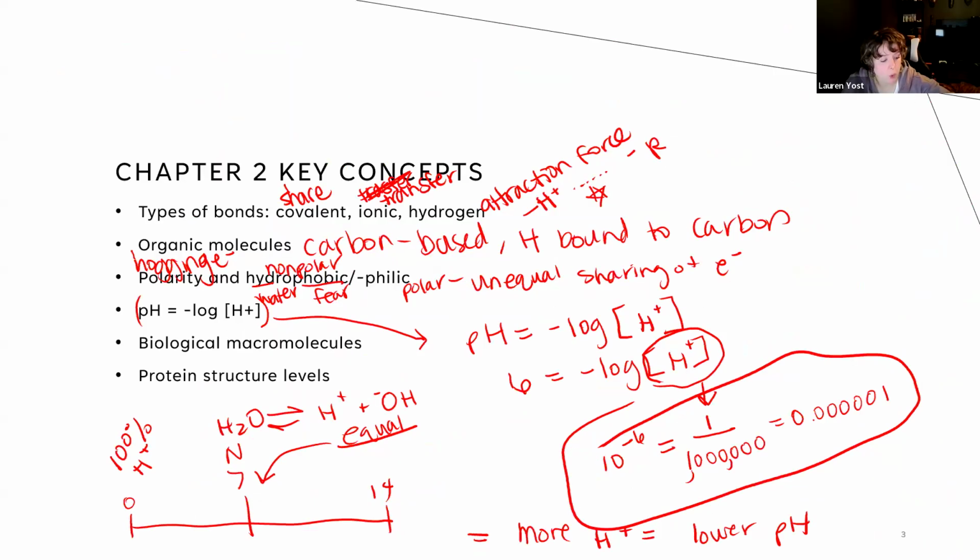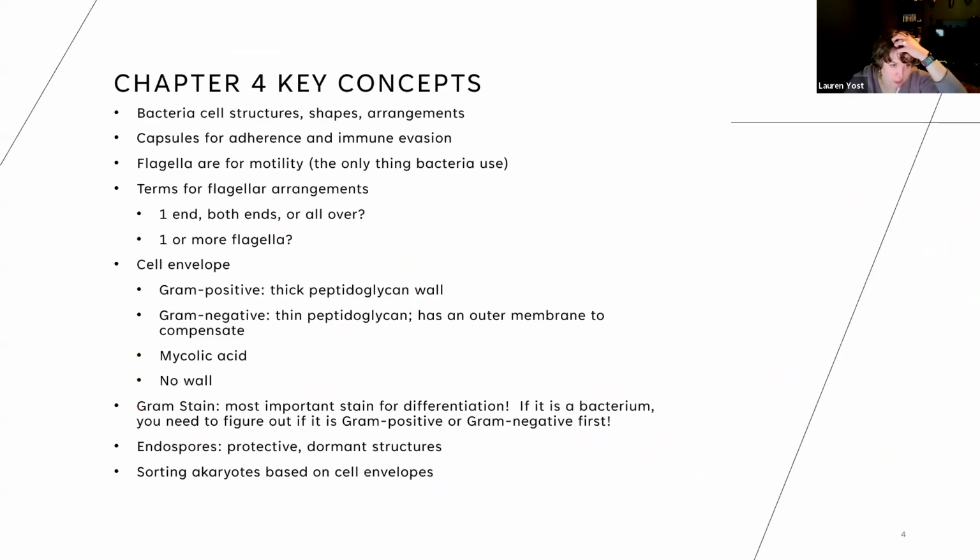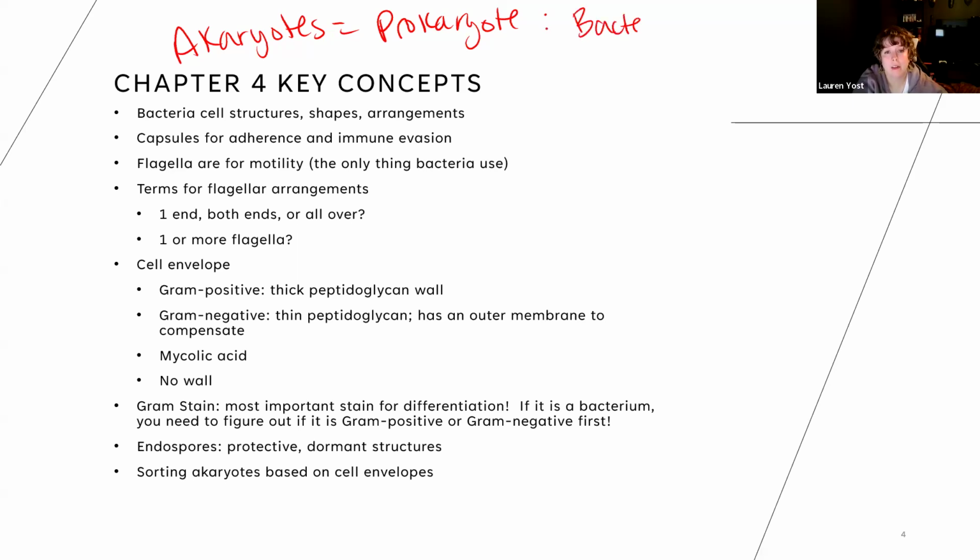All right. Any questions about this stuff before I move on to the next one, which is chapter 4? All right, chapter 4 is our bacteria and archaea. Mostly bacteria. We're just being honest with ourselves here, right? The key take-home message: these are our prokaryotes. All of our prokaryotes are either bacteria or archaea. That's it.